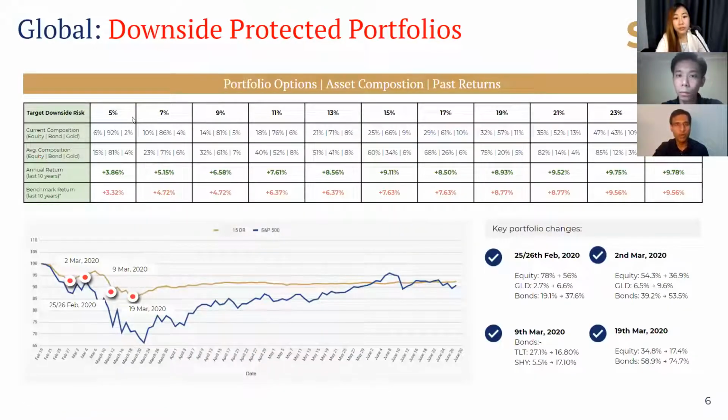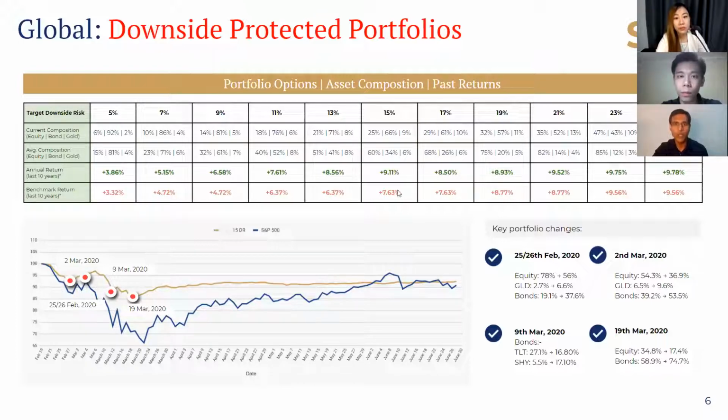Now, a little more detailed understanding of our different portfolio options within the global framework. We have 11 different portfolio options, and it's a busy slide, but let me quickly run through it. The top row is the downside risks that you can choose from, from 5% all the way to 25%. Then it has some information about the current composition of our portfolios, and the average composition of our portfolios from a long-term standpoint.